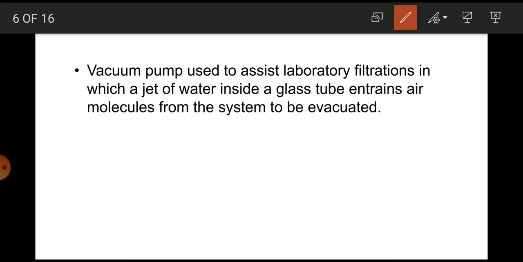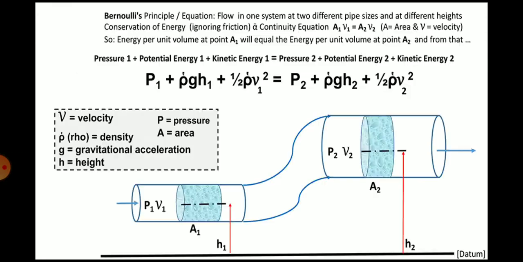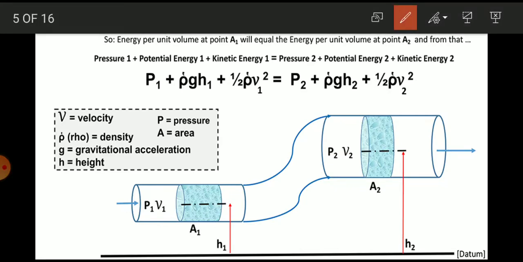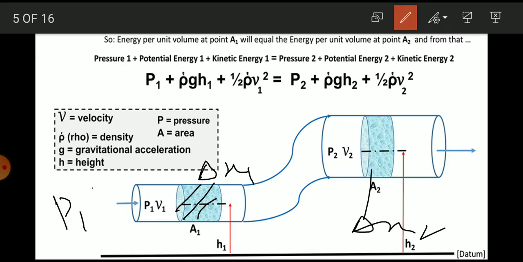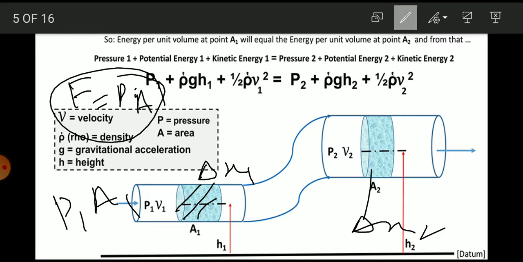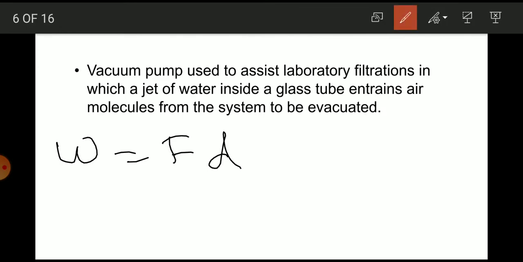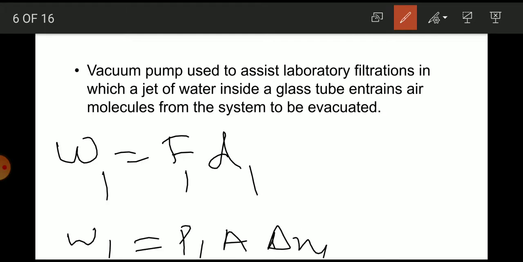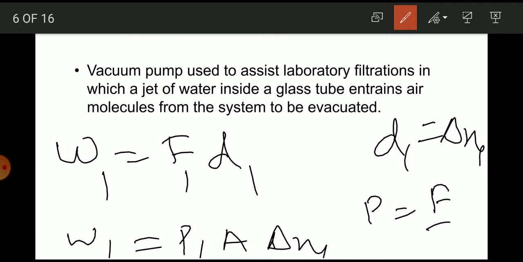Now I will calculate work done. Work done is equal to force into displacement. Here the displacement is del x1. Here the displacement is del x2. Here pressure is P1, area is A1, and force is equal to pressure into area. W1 is equal to P1 A1 del x1. Pressure is equal to force per unit area. From this, force will be equal to pressure into area.